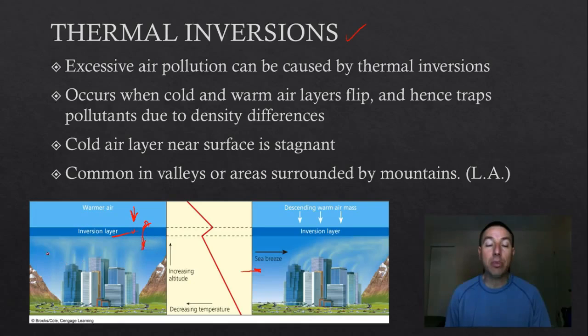What happens is that all the pollutants from the city get trapped because of that inversion layer and can't get out, especially if you're in a valley like Salt Lake City or Denver. In the case of LA, you have a cool sea breeze that's coming in all the time, and you have descending warm air that comes in because of the sun's intensity at that latitude.